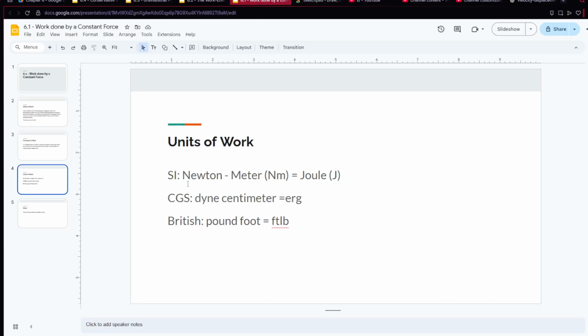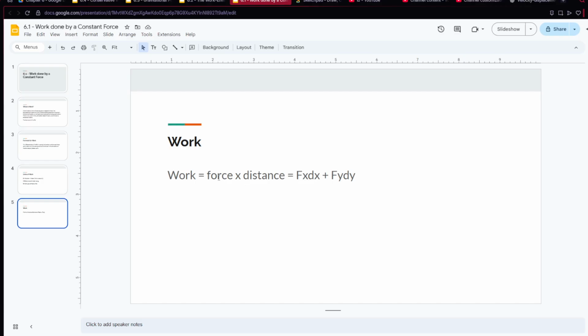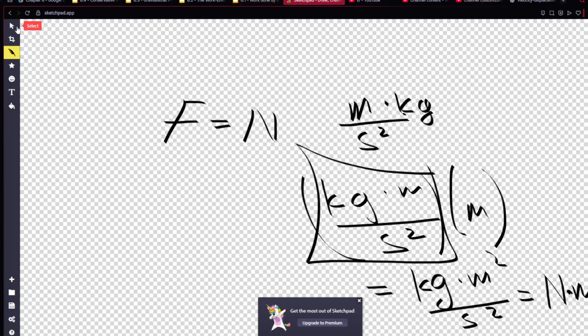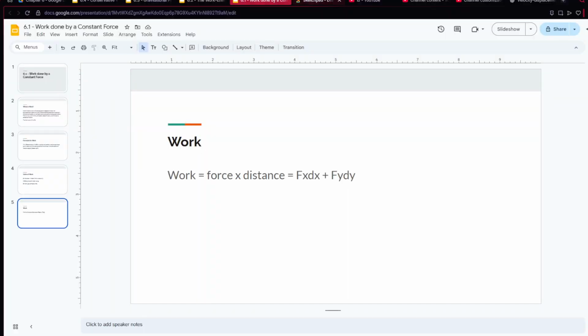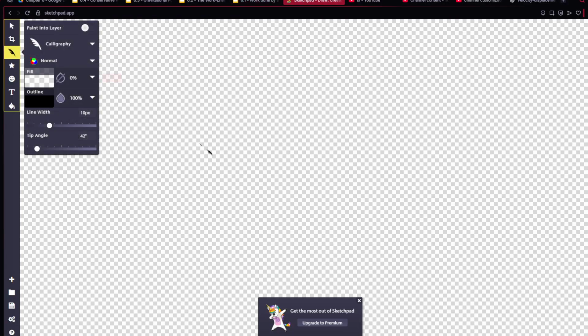You don't have to know this, but in the centimeter-gram-second system, dyne centimeter is an erg. I'm not really sure about these because we don't really use them here. So work equals force times distance, and that is not a derivative. When you see the dx equation, it looks like the Leibniz notation, dy over dx, but it's not. It's just displacement in the x direction, not an infinitesimally small change in x.